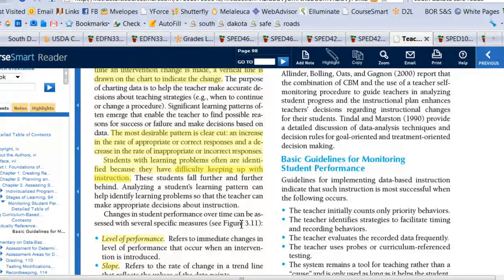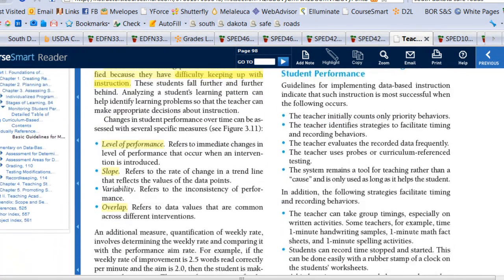So changes in that performance over time can be assessed several things. First of all, level performance refers to immediate changes in level performance that occur when an intervention is introduced. And slope is another goal, meaning at what rate. Then the overlap, what are those values that are common across both?